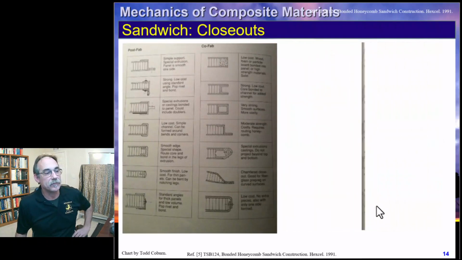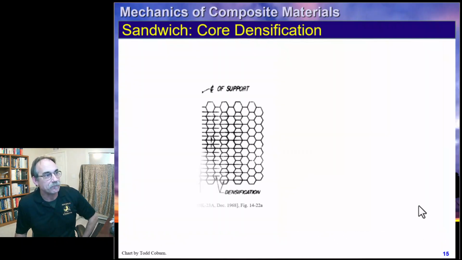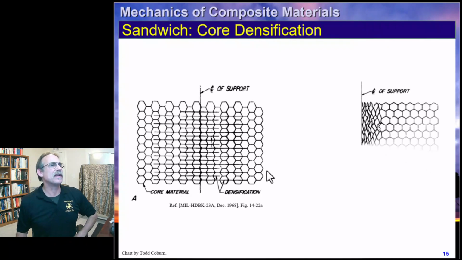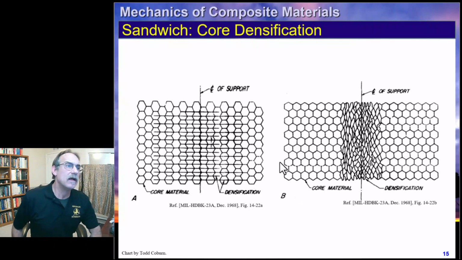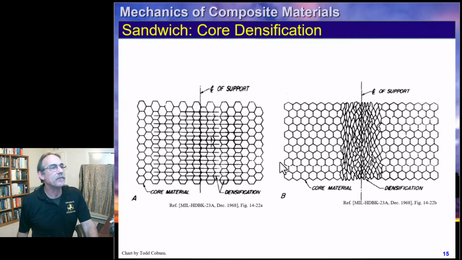I referenced the other document that those were from. I think it was from Handbook 23. Here, these are from one of the Hexcel products, showing some of the ways that they recommend, and a lot of these are similar to what we saw in the last one. This just shows briefly how to densify your core, or kind of what that means when you take that foil and you're crushing it together.